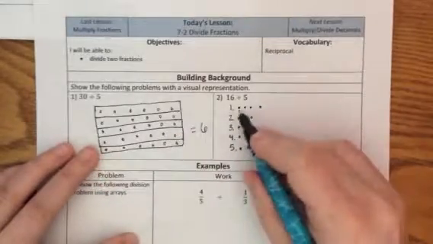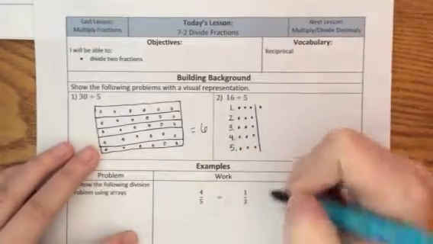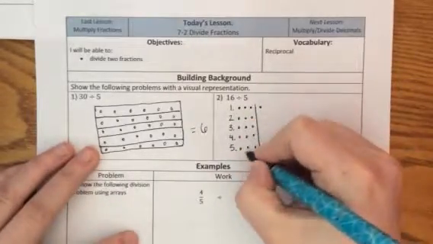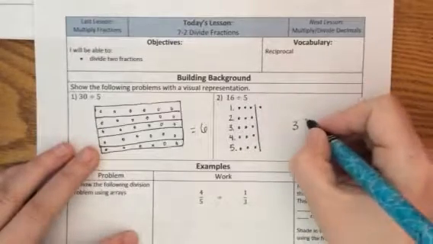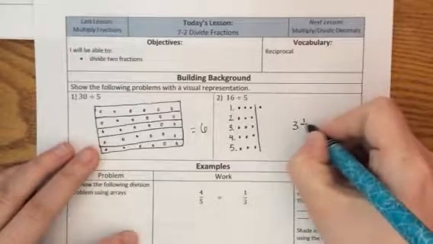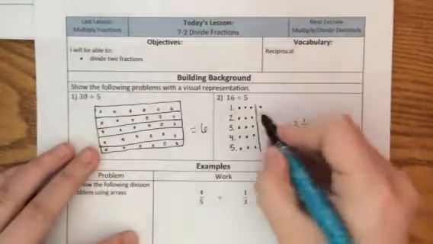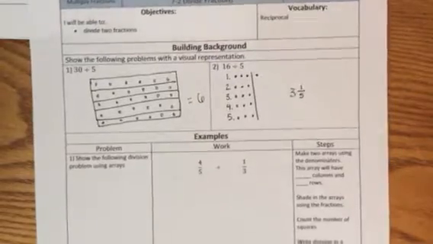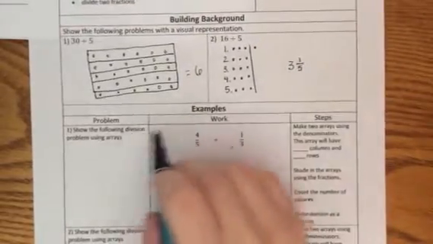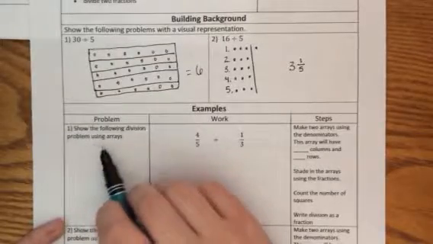So in this one, this leftover, they had the same up until this point. So they all had 3. So it'd be 3 wholes. And then there's 1 dot left over that I'm dividing between 5 rows. So it'd be 3 and 1/5 because there's 1 left over. Okay, so for number 1 here, we're going to show this division problem using arrays.